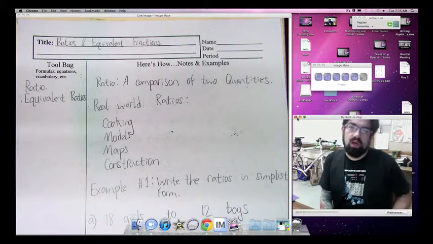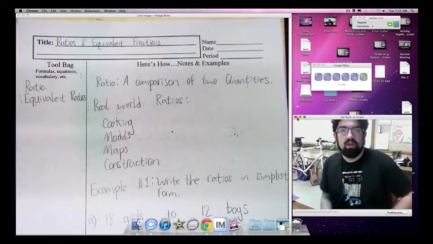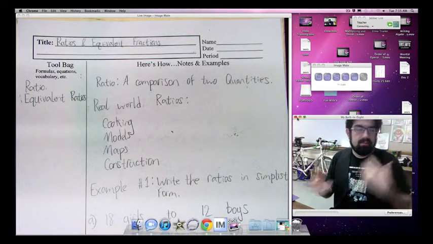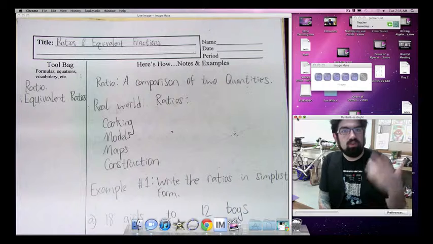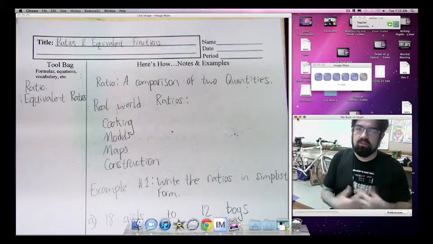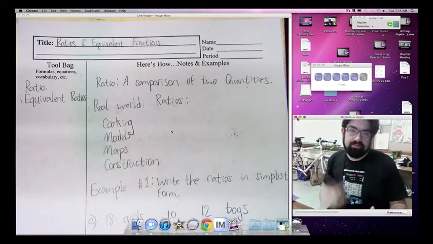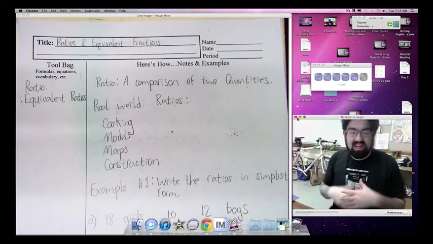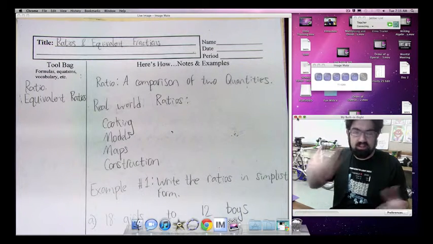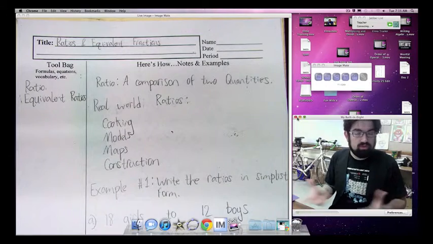A ratio is a comparison of two quantities. It's a way of comparing things from one amount of items to another amount of items. I've put some examples, some real world ratios, like cooking. For one cake, you have to have 2 eggs and 3 cups of flour or something. So in cooking, ratios are used for ingredients.